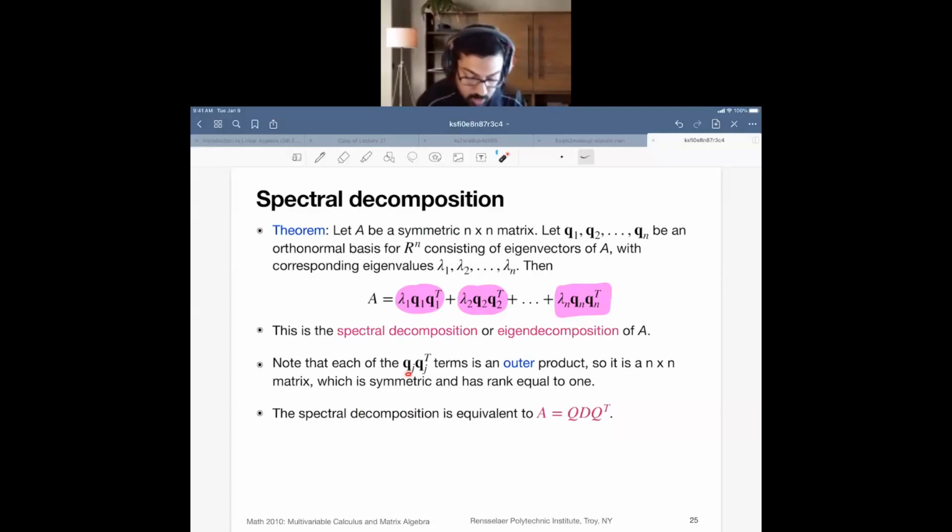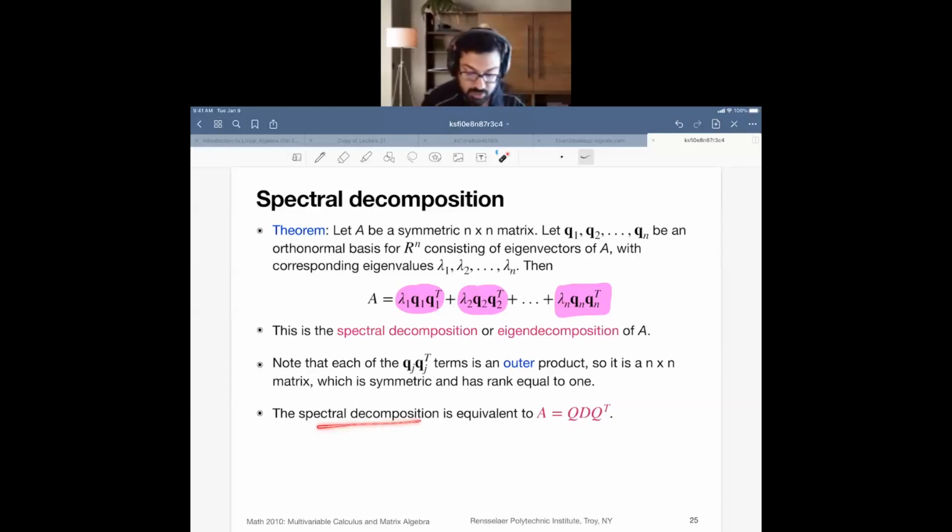Qi Qj transpose is the outer product as opposed to being the dot product. When you compute the dot product, you get one scalar value. When you take the outer product, which is this, you're actually getting an n by n matrix, right? So A is n by n, lambdas are your scalars, and these Q1 Q1 transpose, Q2 Q2 transpose terms are all n by n matrices that are obtained by evaluating the outer product.